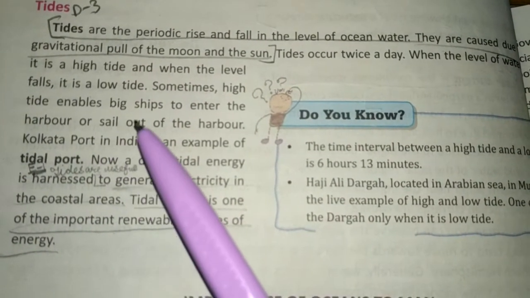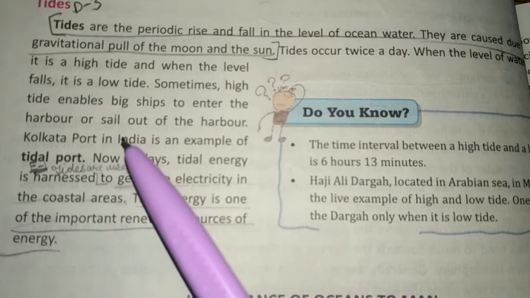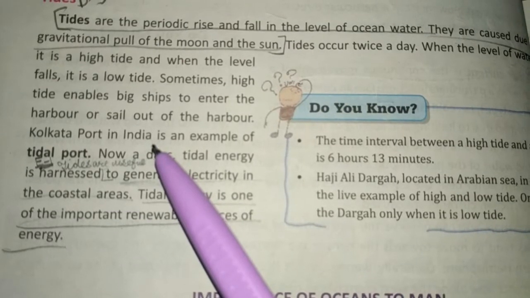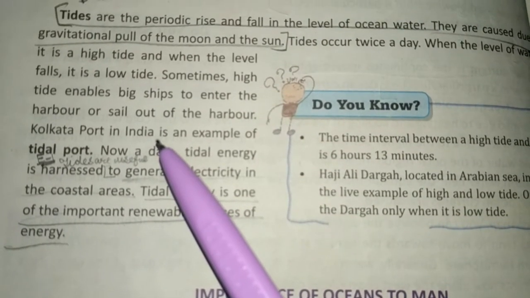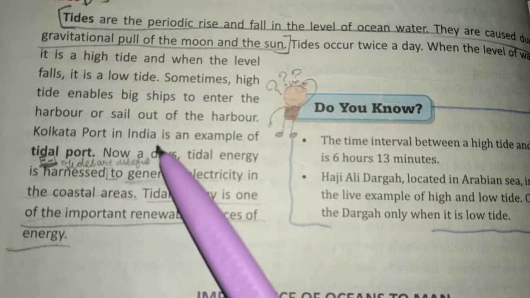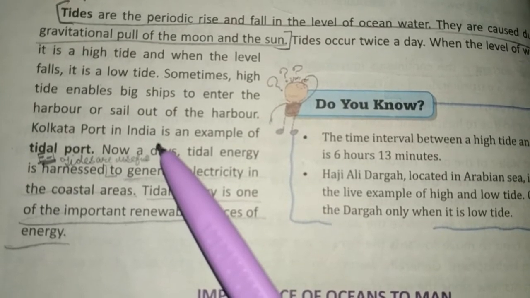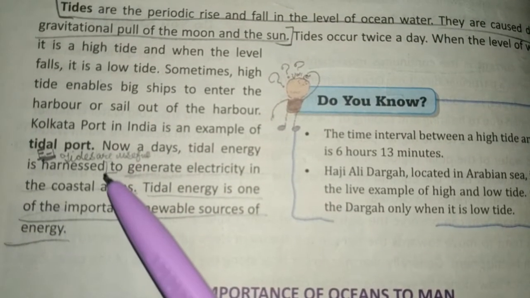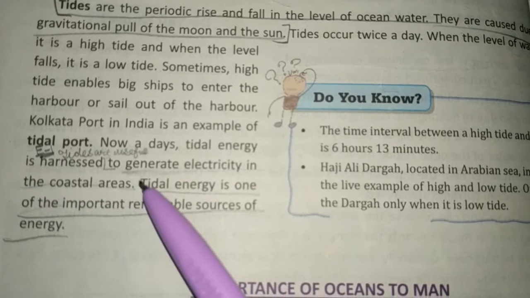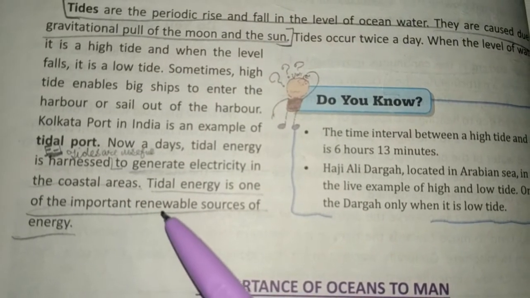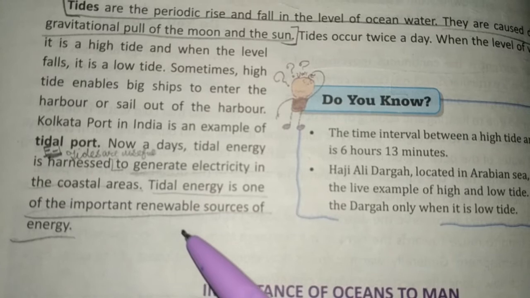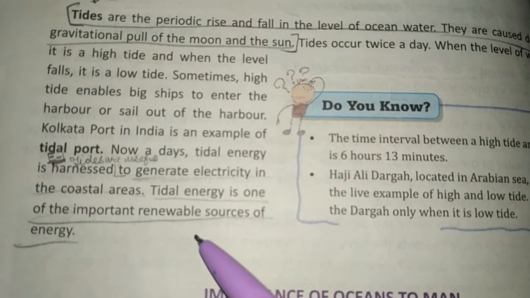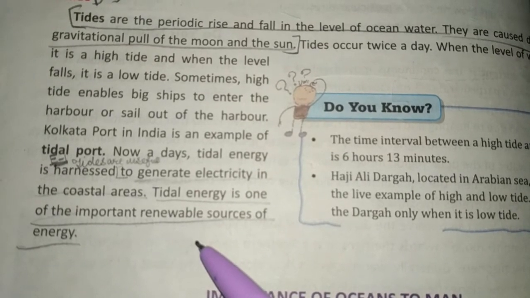Sometimes high tide enables big ships to enter the harbor, because the water level increases. Kolkata port in India is an example of a tidal port. Nowadays tidal energy is harnessed to generate electricity in coastal areas. Tidal energy is also an important renewable source of energy. It is a very important topic, which we can discuss in a different manner in the live class.